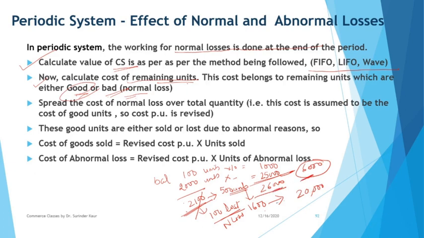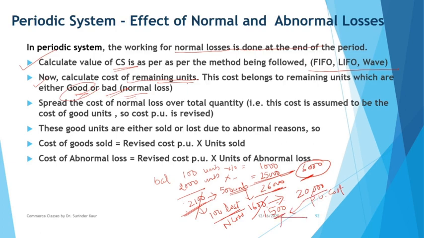This is the remaining cost out of the total cost, the cost of the goods left with us. Now out of these 1600 units, we are actually having 1500 as good units, right? So this cost will be spread over these units. So this way we'll be revising the per unit cost, which will be 20,000 divided by 1500.